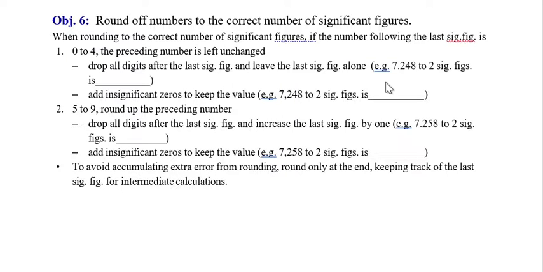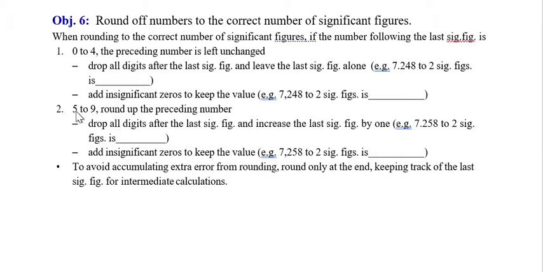Okay, so this number, 7.248. If we were going to record it to two significant figures, that would be 7 and 2. The number following is a 4, and it would have to be a 5 to come into play to round up. So we're going to report this as 7.2 to two significant figures.